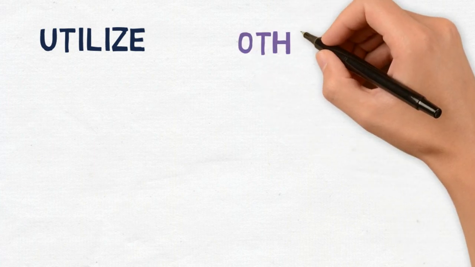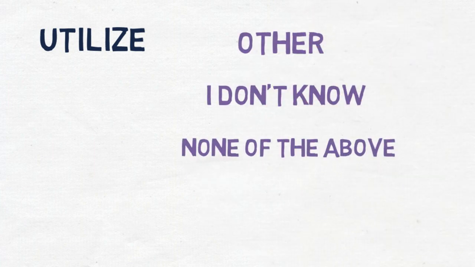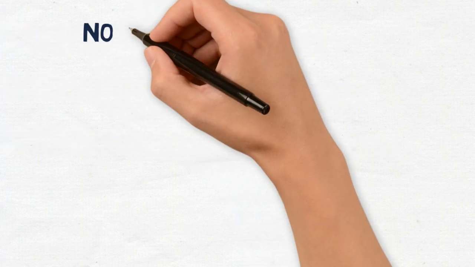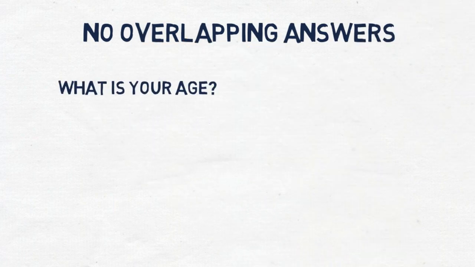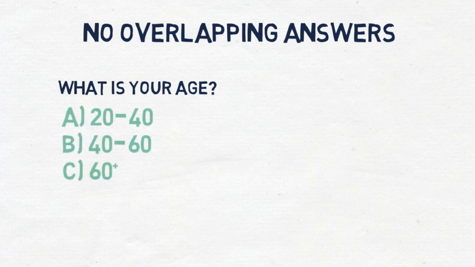The next tip is to utilize other, I don't know, or none of the above as answer choices when the list isn't all-encompassing. This will yield better results since participants won't select inaccurate answers to proceed to the next question. Another tip is to make sure you provide clear, distinct answers that don't overlap in order to prevent confusion. In this example, if you're 40 years old or 60 years old, you don't have a clear answer choice. Should you select the first answer or the second one?